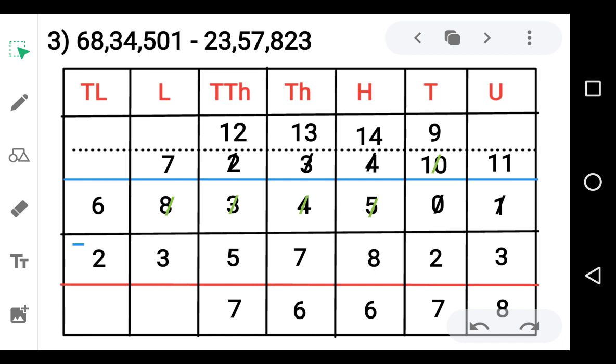Now we subtract 3 lakh from 7 lakh. 7 minus 3, 4 in the lakh place. Now we subtract 2 ten lakh from 6 ten lakh. 6 minus 2, 4 in the ten lakh place. So we get the answer 44 lakh 76,676.